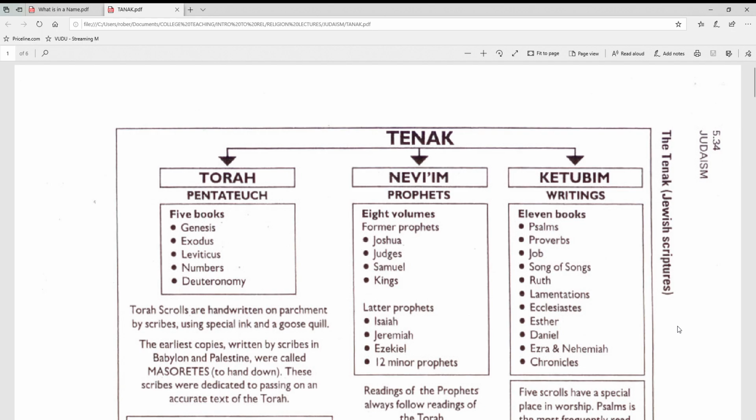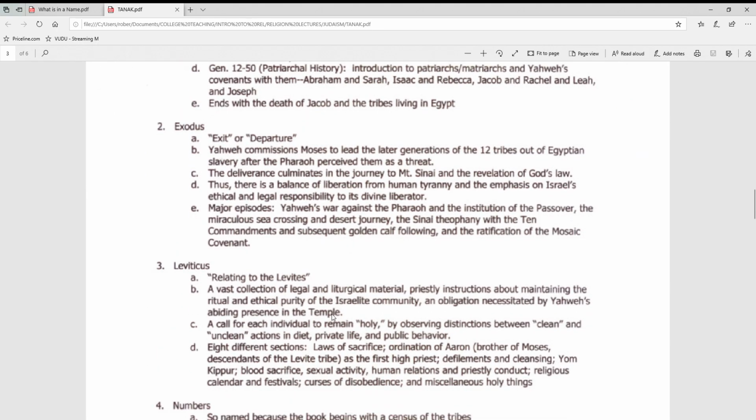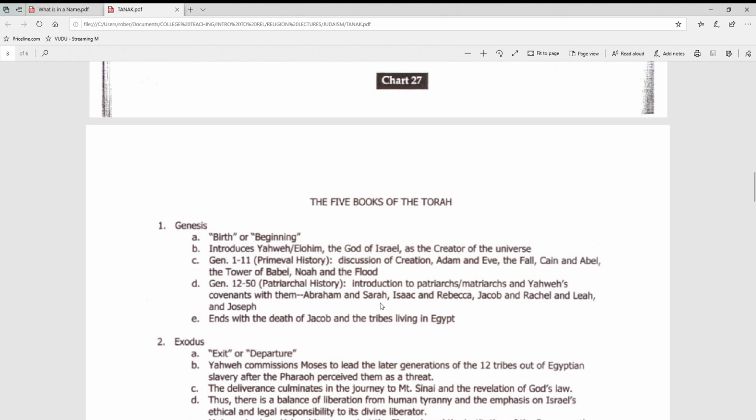So these 24 books, the most sacred core is the Torah, the Pentateuch. We can talk about these individually since it's the most important part. Let me scroll down to a future sheet here. So Genesis means birth or beginning in Greek. It does talk about God, Yahweh, Elohim, Adonai, different terms used.